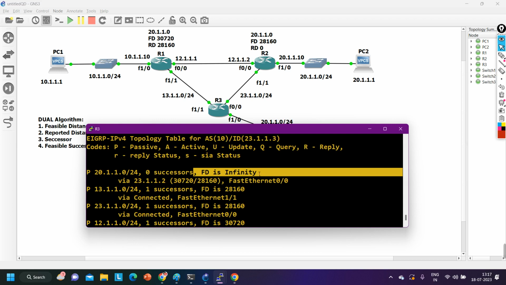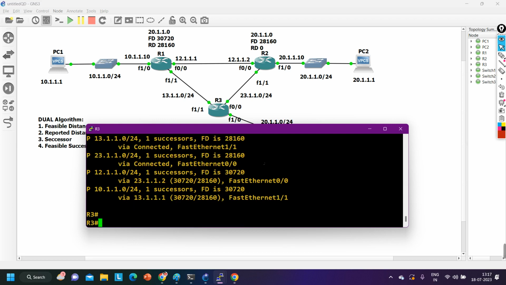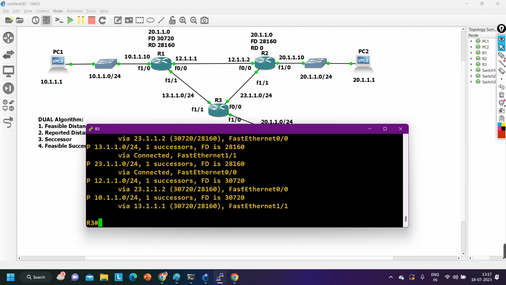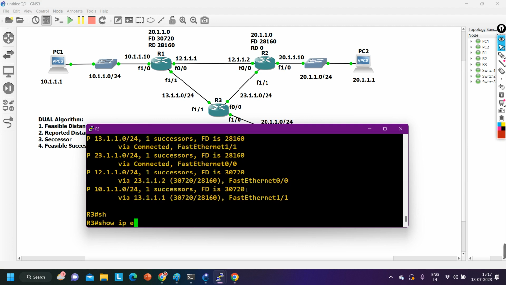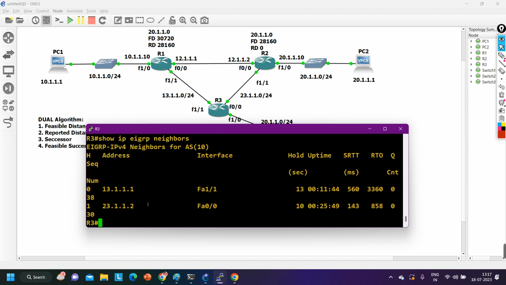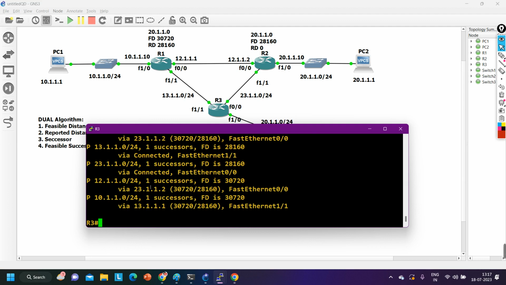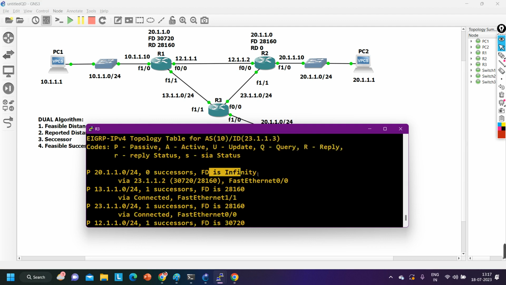Infinity. Infinity. This is the reason. So it will take some time. After that it will install the 20 network via router number 2. So show ip eigrp topology, or show ip eigrp neighbors. Neighborship is fine. So show ip eigrp topology, the metric is infinity. Why is the metric infinity?